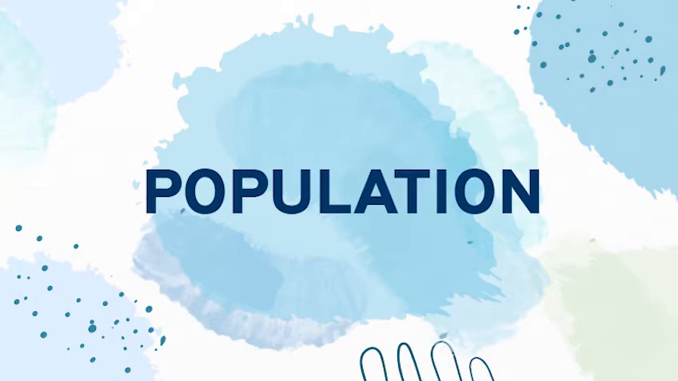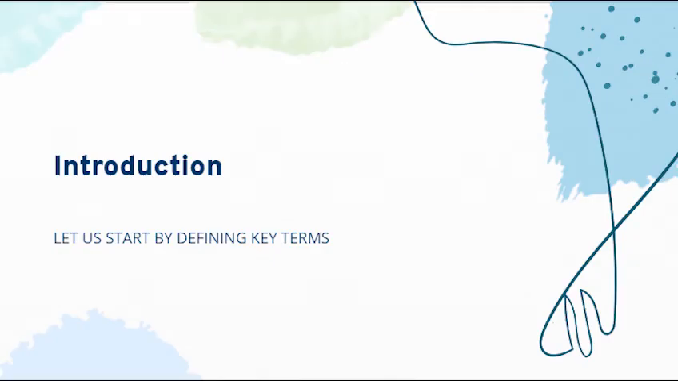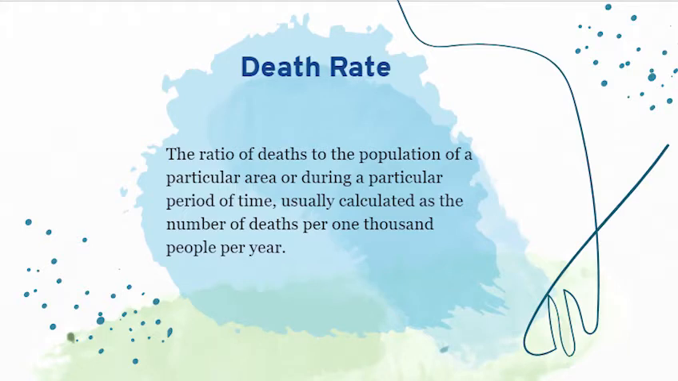Now let's get into the video. Now, you know, I love to start off my videos with some key terms and some definitions of these key terms. So if we're talking about population, we have to talk about death rate. So what is death rate? Simply put, death rate is a measure of the number of deaths in a particular population, which is usually scaled to the size of the population. Usually, deaths per 1,000 people per year. So that is death rate.